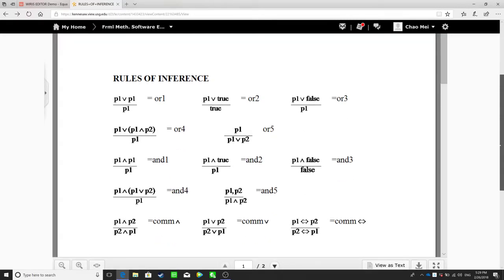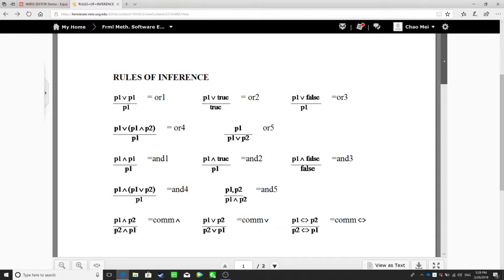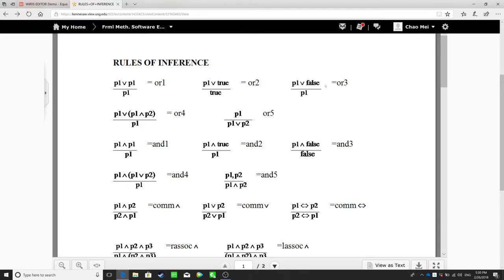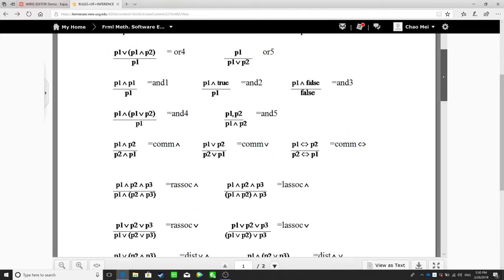Usually, see here, we want to combine those things that are similar, right? Like P1 or P1, we simplify that as P1. Those things are the same. Or P1 or false, we simplify that as P1. And true. We want to have a true or false, then we can deduce them. Sometimes, how can you get a true or false? It's here.